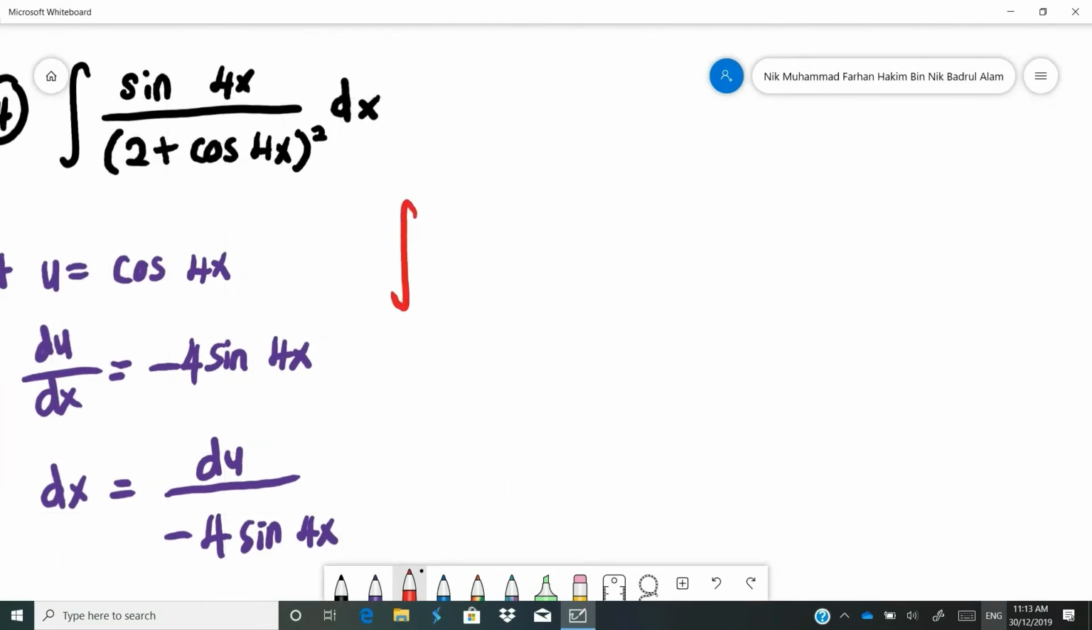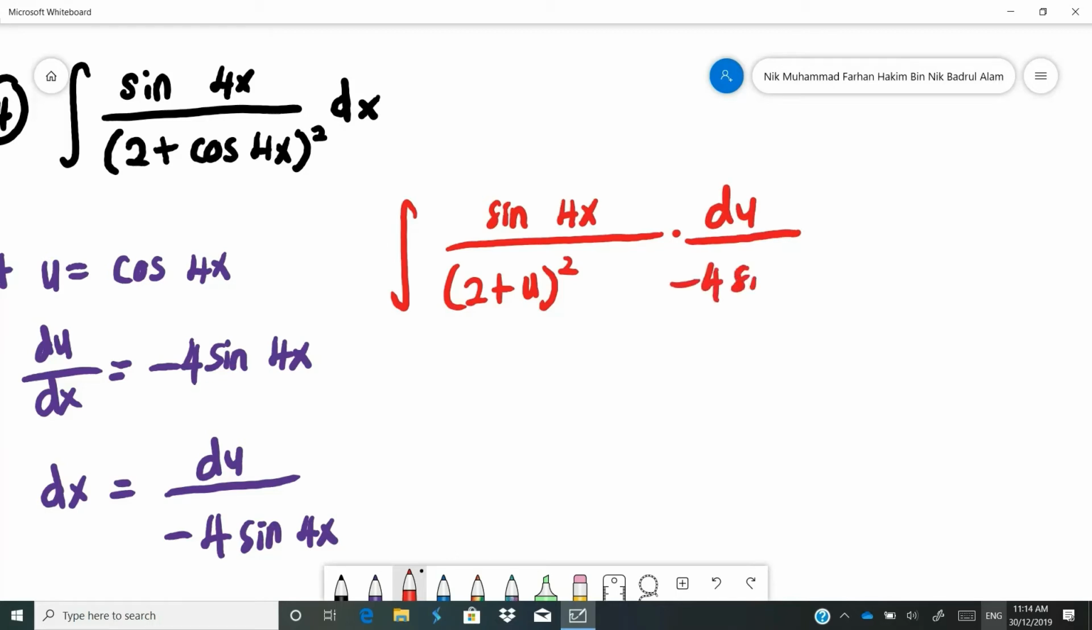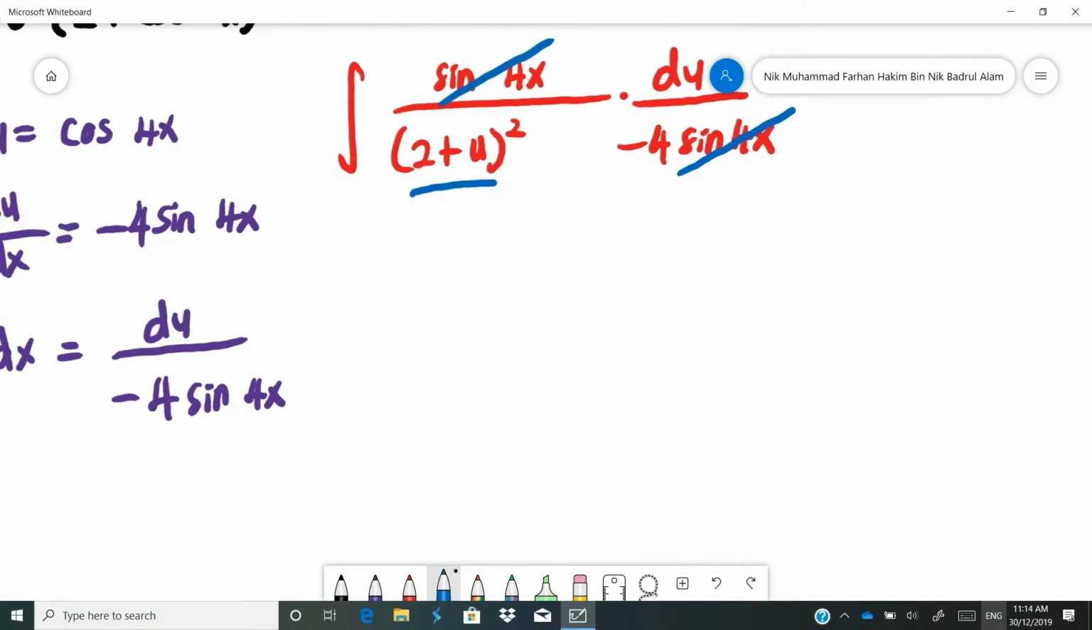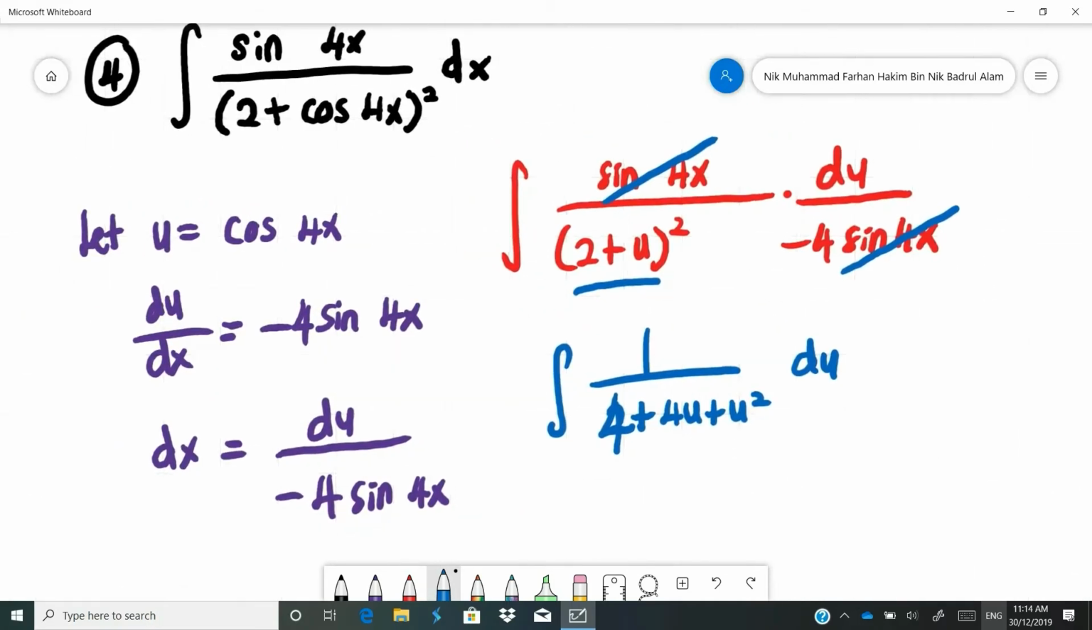So you'll have something like sine 4x over 2 plus u square of this du over negative 4 sine 4x. Yes, very true that negative 4 sine 4x can be cancelled, sine 4x and sine 4x here. However, you have this 2 plus u square. You have to expand this square, and then it'll be very complicated because you have to integrate 4 plus 4u plus u square, and we never have this kind of technique in the integration. So that means our choice was wrong.